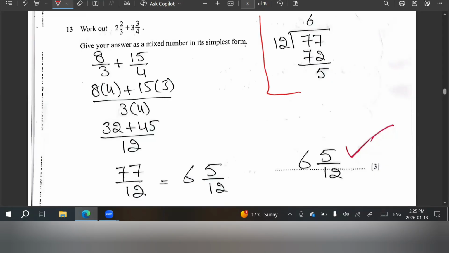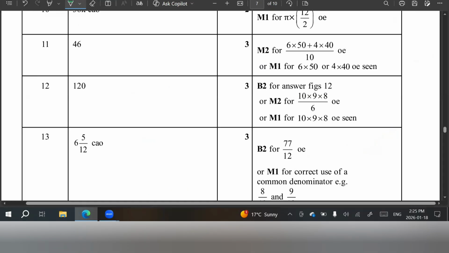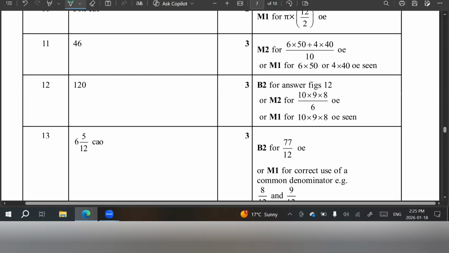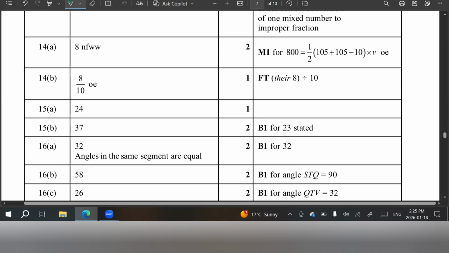In your rough work somewhere, do this calculation. 77 divided by 12: 12 sixes are 72, so 5 is the remainder. So your answer will be 6 whole 5 by 12. These two cannot be further simplified. So my answer is 6 whole 5 by 12. So let's check, sir. 6 whole 5 by 12, question number 13. The answer is right. So let's go to the next question.